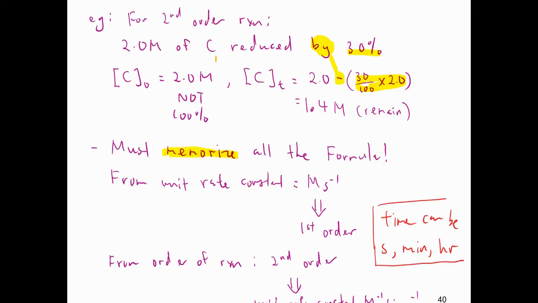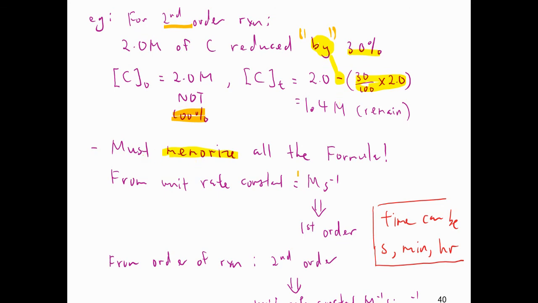For another example, if we have second order, we cannot assume it as 100%. 100% is assumed only for first order if not given. Then here, again, the same thing, by. So you need to understand the keywords.